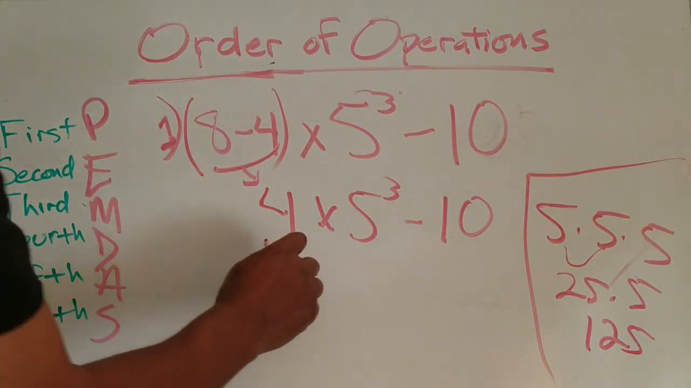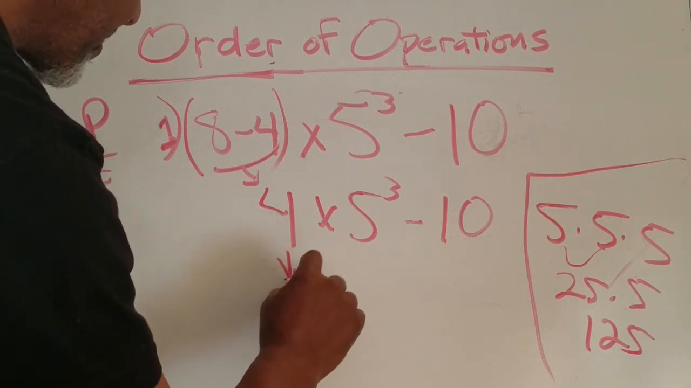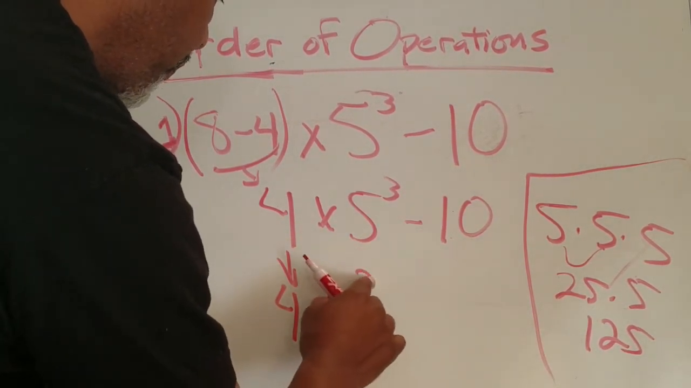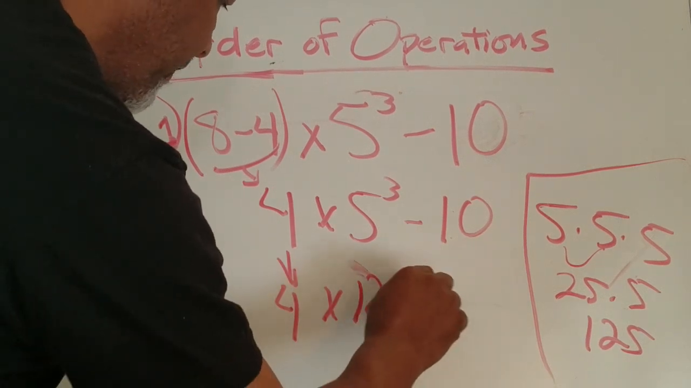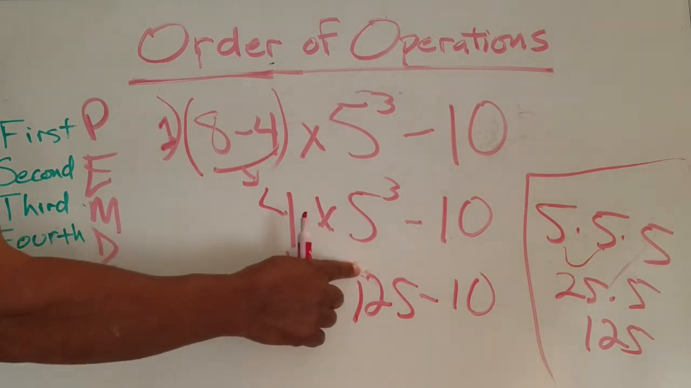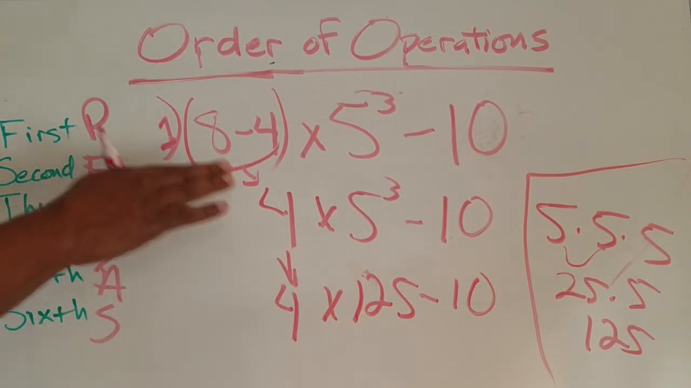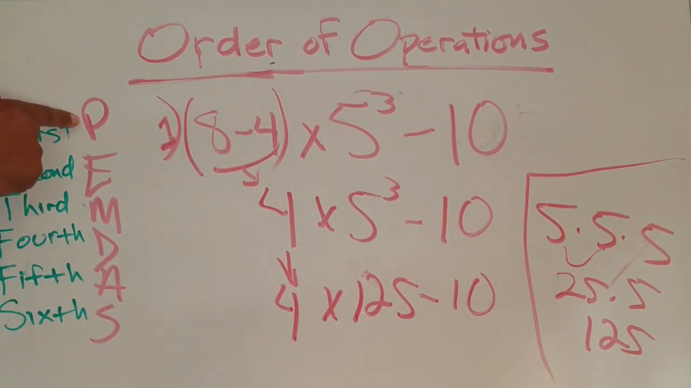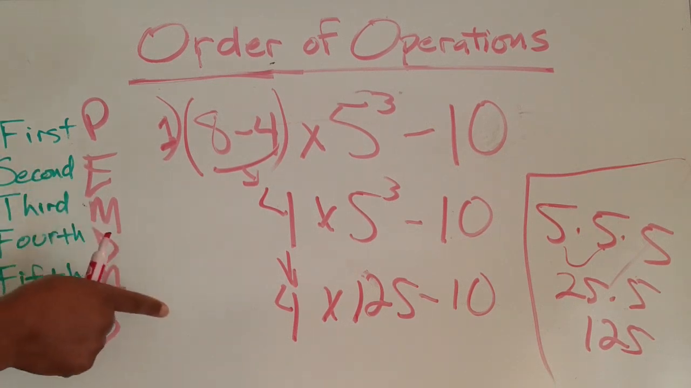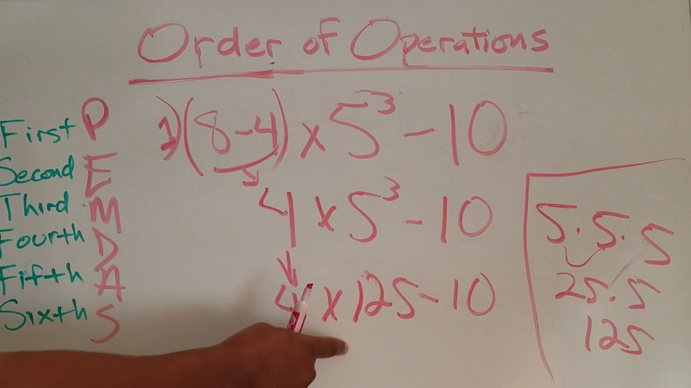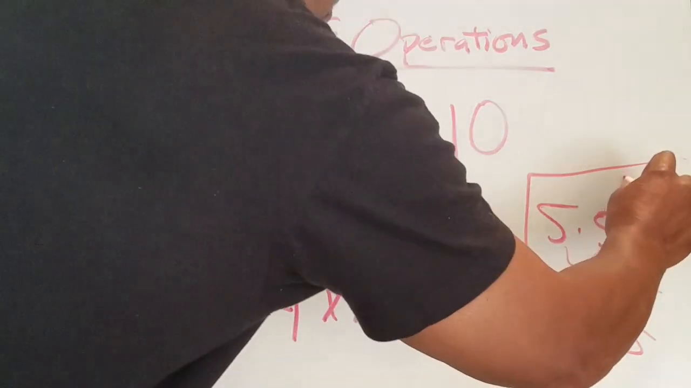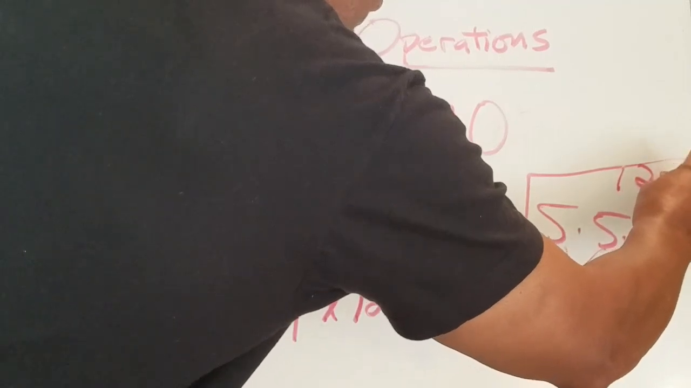So now we have 4, we'll bring this down again, 4 times 125 minus 10. We're getting closer. We're going to come down, parentheses, exponents, multiplication. Is there anything to multiply? Yes, there is. 4 times 125. Do this on the side. 125 times 4.